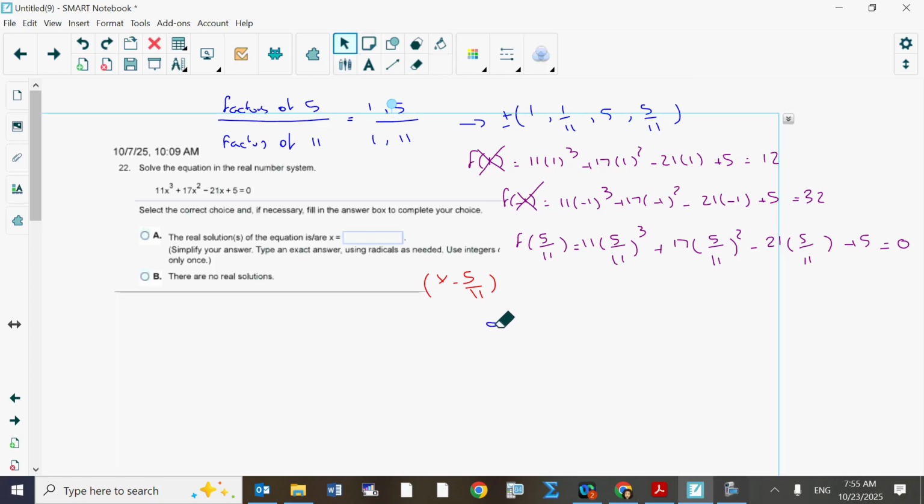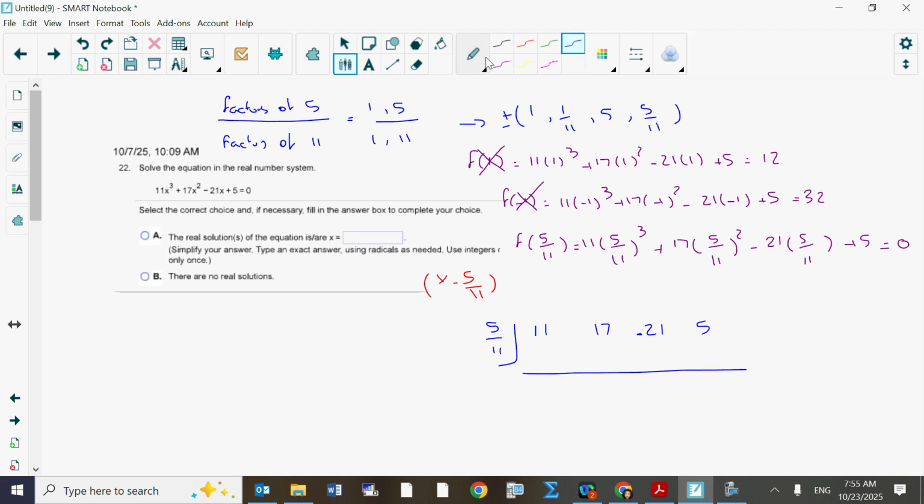So 5/11 is my corner number, and list the coefficients: 11, 17, -21, and 5. 21 was negative. Then bring 11 down. 11 times 5/11 is 5. Add them: 22. 22 times 5/11 will be 10. Add them: -11. -11 times 5/11 will be -5, and the remainder is 0.